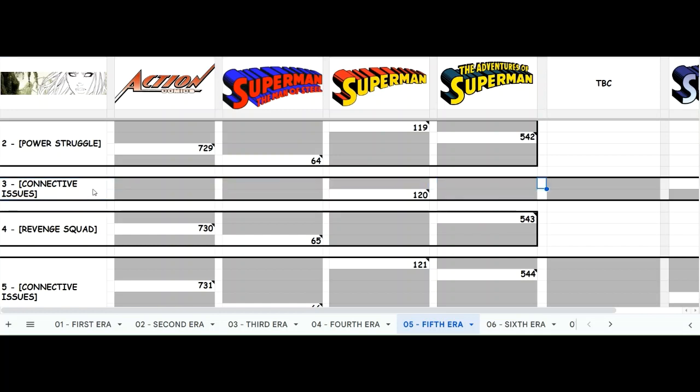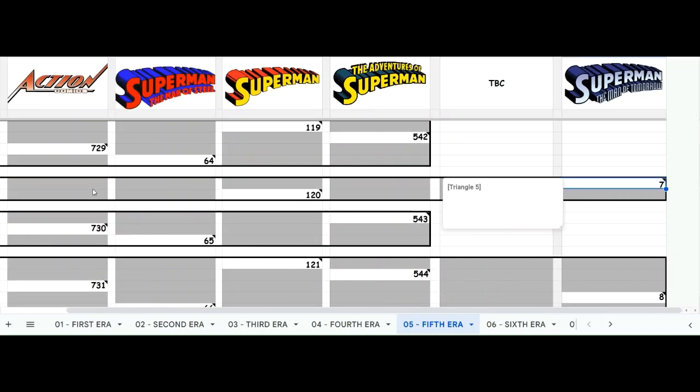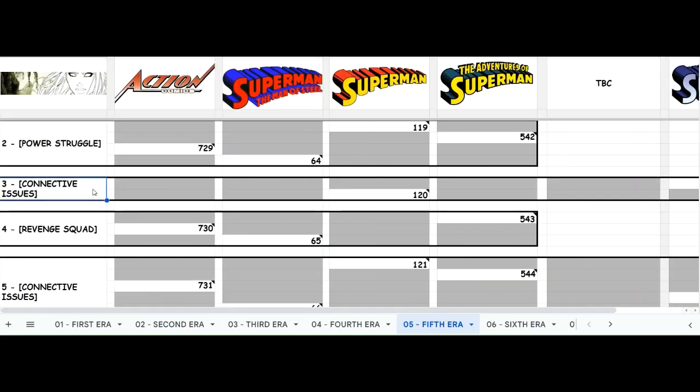The first one, and I'm going to scroll all the way over here. The first one is Superman Man of Tomorrow number 7, which as we can see is triangle number 5. Let me scroll all the way back. And what we have as the next issue is Superman 120, which is triangle 6. If you're wondering where the Man of Tomorrow series came from all of a sudden, it's because you didn't watch the last video in this series, so please do go back and watch that.